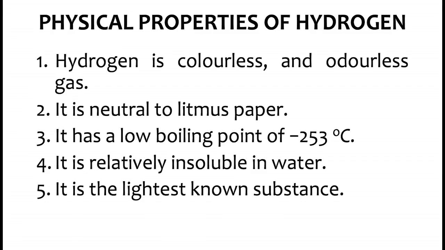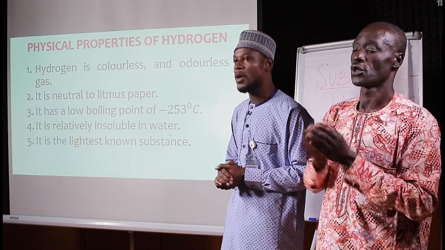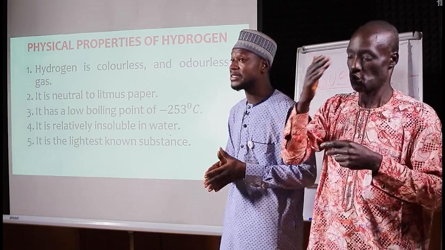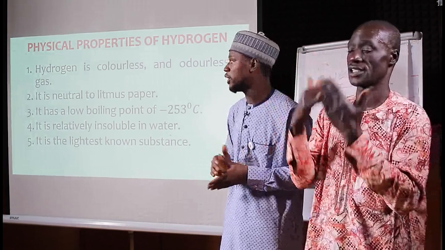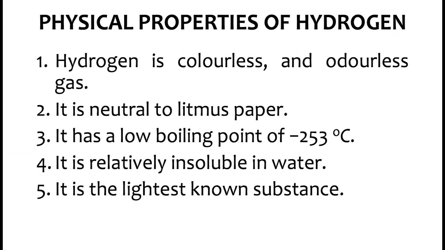Having said that, we go into physical properties of hydrogen. Now, what are the physical properties of hydrogen? Number 1, you should know that hydrogen is a gas, and hydrogen exists as a diatomic molecule. So 1, hydrogen is a colorless and odorless gas. That means it doesn't have color and it doesn't have odor. It exists just like air.